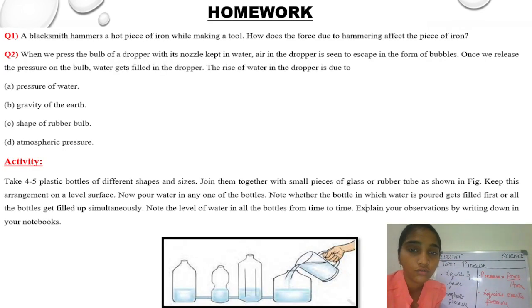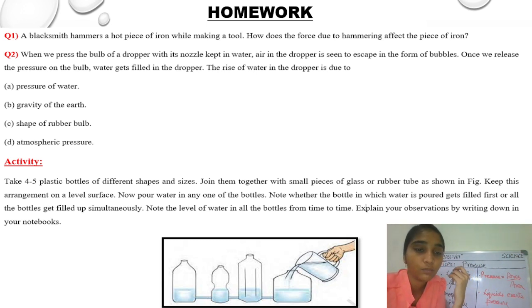Now it's time for you to do this homework. The first question: a blacksmith hammers a hot piece of iron while making a tool. How does the force due to hammering affect the piece of iron? You have to relate it with pressure also. And also, when we press the bulb of a dropper with its nozzle kept in water, air in the dropper is seen to escape in the form of bubbles, you might have noticed. And once we release the pressure on the bulb, the water gets filled in the dropper, right? So what is the rise of water in the dropper due to? Is it due to the pressure of water, the gravity of the earth, the shape of the rubber bulb, or the atmospheric pressure? You have to answer this.